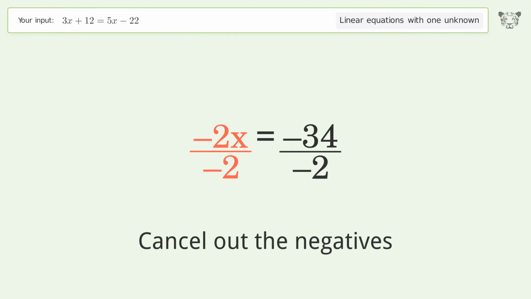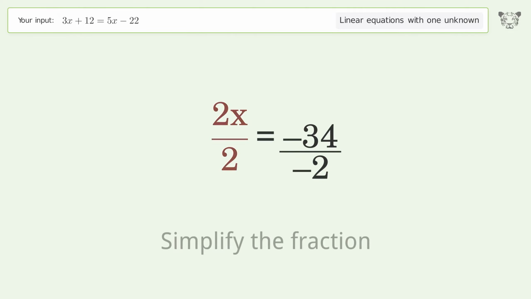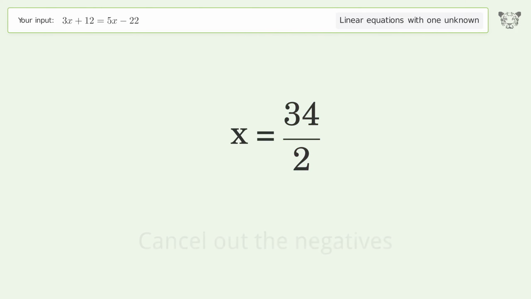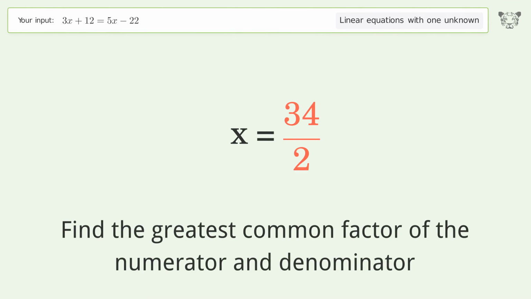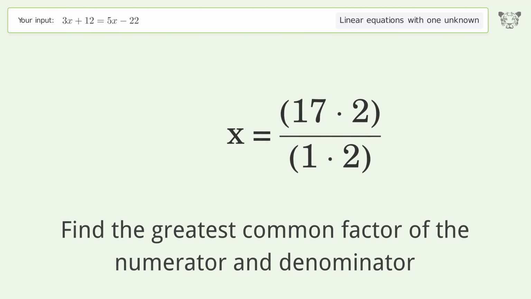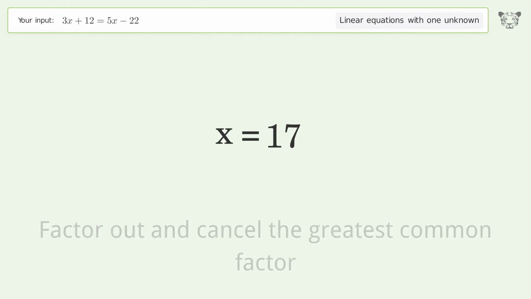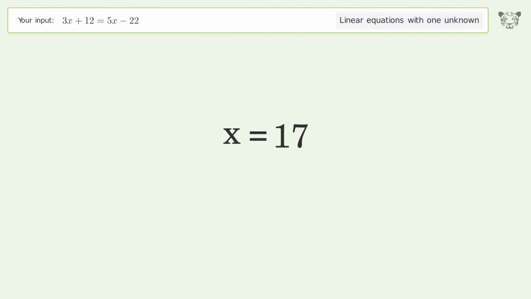Cancel out the negatives. Simplify the fraction. Cancel out the negatives. Find the greatest common factor of the numerator and denominator. Factor out and cancel the greatest common factor. And so the final result is x equals 17.